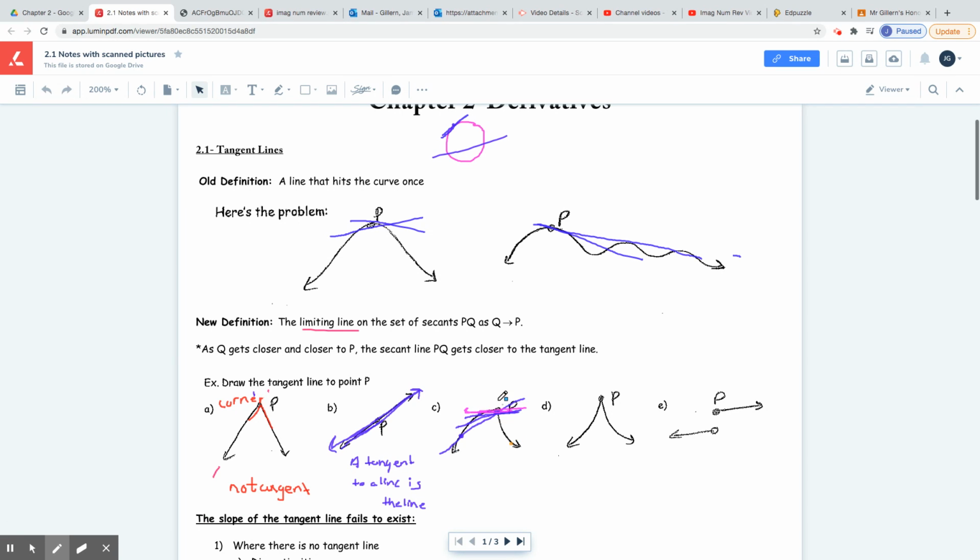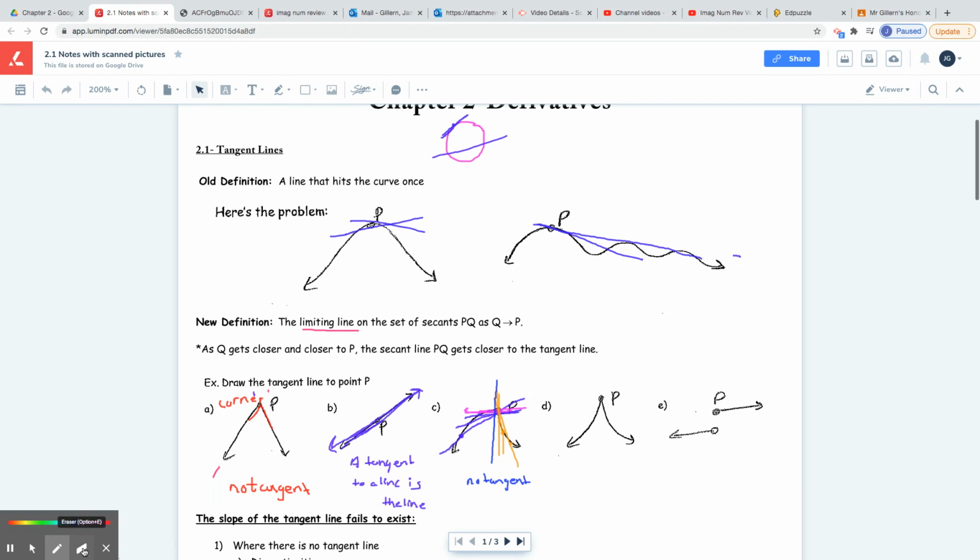So if I start here and connect the points, it looks like that. If I get closer, it looks like this. Now, what kind of line is it looking more and more like? Well, not a horizontal line, but a vertical line. So from the right side, it's a vertical line, the tangent. From the left side, it's horizontal. So are they the same? No. So there is no tangent. All right, there is no tangent.